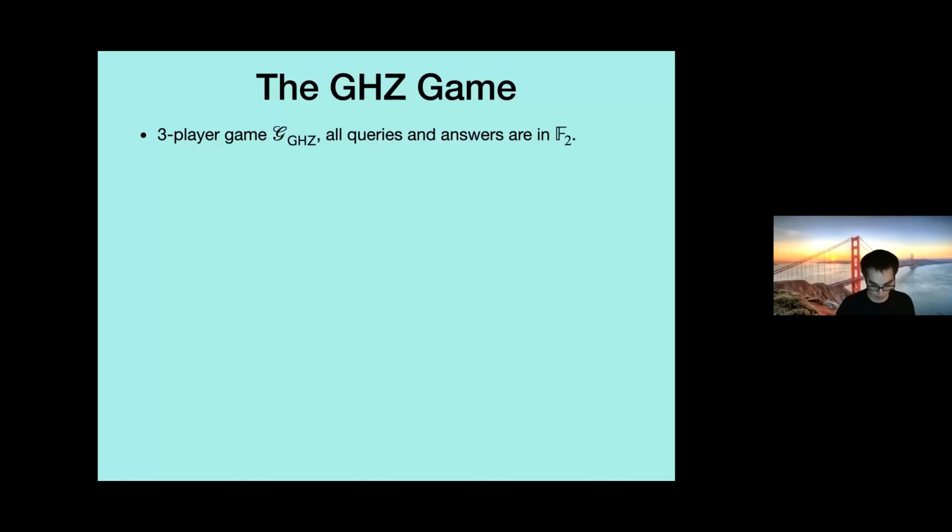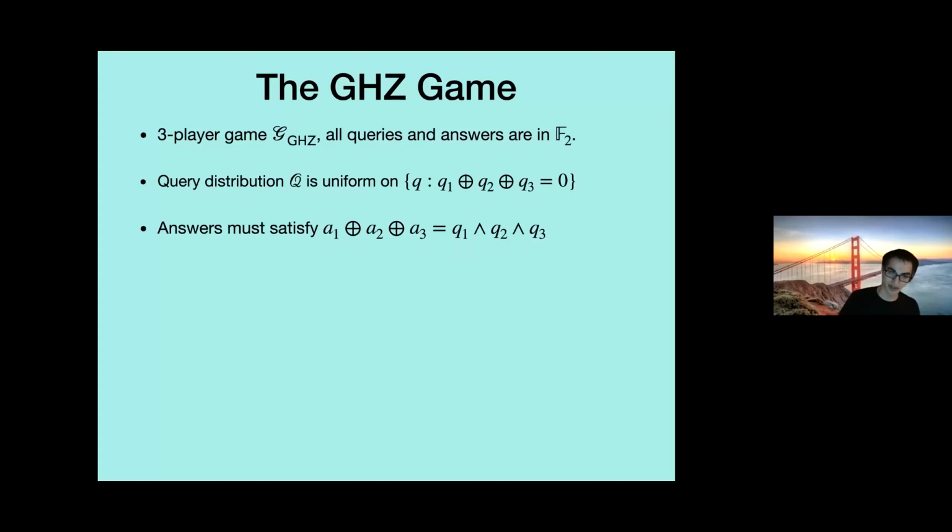So how do we specify the game? So first is a query distribution. What the referee samples is the players get queries Q1, Q2, and Q3. They're just uniformly random, subject to having even parity. And the players have to respond such that the parity of their answers is the, oh, sorry, this should be the or, not the and. There's a typo right here. This should be an or instead of an and.